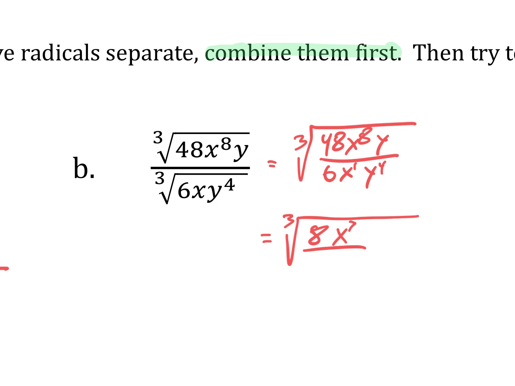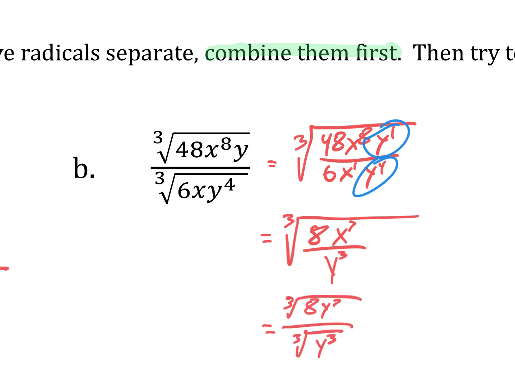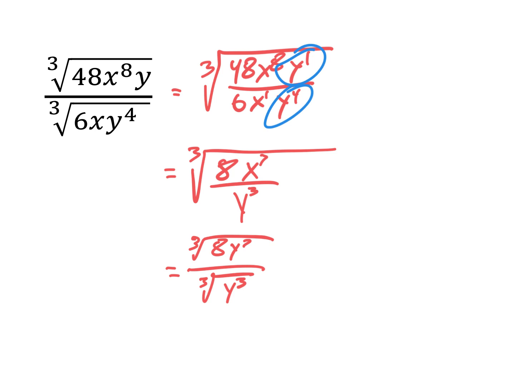Now the y's, there's more y's on the bottom. So one y will cancel with one of those, leaving us with 3 y's, but those 3 y's are on the bottom. So we have to leave them on the bottom. That leaves us with this. Now we can break it up into two radicals: cube root of 8x to the 7th on top, and then cube root of y to the 3rd on the bottom. We get y on the bottom, and we have to break up the top.